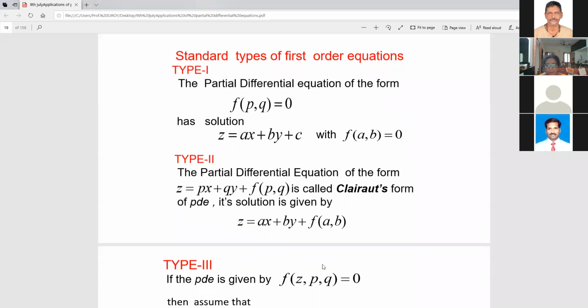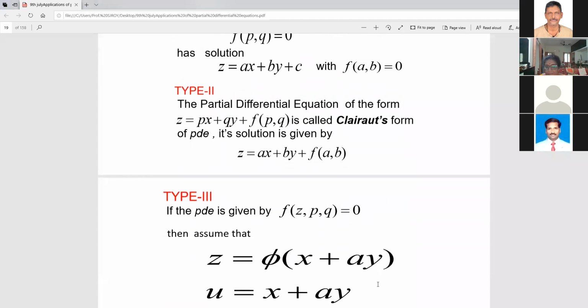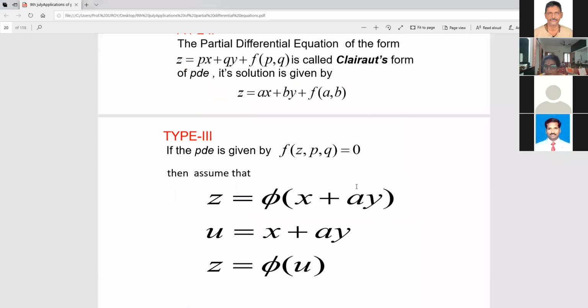Fine. So this is type 1, type 2; it is not necessary. If you have only a function of P and Q, we can also say you have some Clairaut's form. And here you have type 3, we say. If you have Z also, Z, P, Q, then as I told you, you can derive this from your Charpit equations. Once you go with that, by deriving, X plus AY will come into the picture. So that we call U.